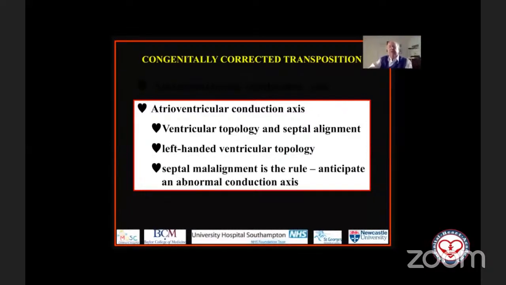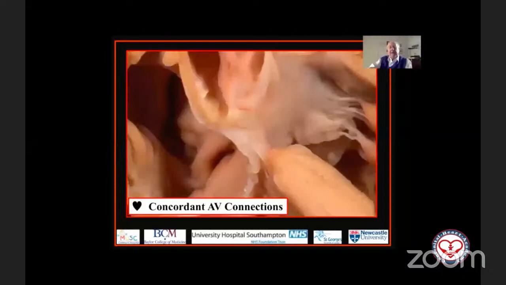And when we have left-handed ventricular topology, it is that septal malalignment that is the rule. Because of that, whenever we have usual atrial arrangement and left-handed ventricular topology, we anticipate an abnormal conduction axis. So you may well be asking, why is that? Well, let's look at the normal heart.